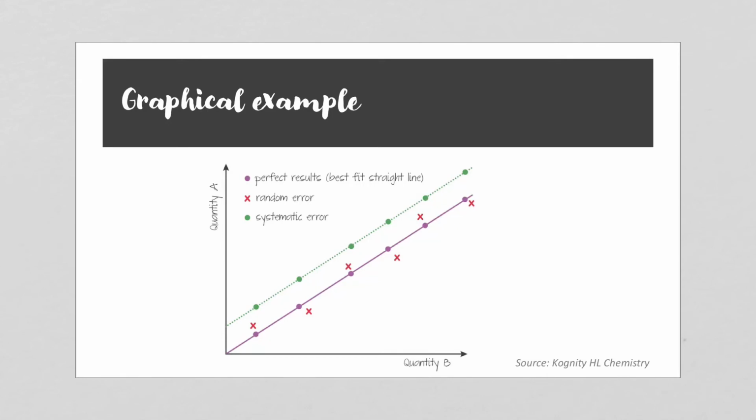The systematic error, so if your scale wasn't calibrated, your measurements are going to be consistently off. So your line will be higher or lower than the perfect results. But they would all be consistently off.